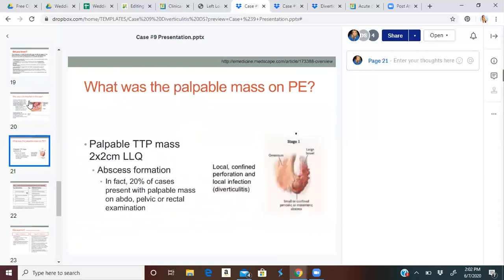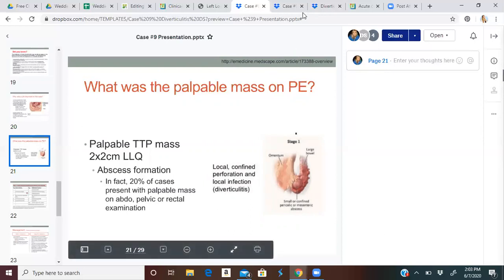And lastly, what was that palpable mass? In this case, we were actually able to palpate the abscess. And so it's not often that you'll actually palpate an abscess with diverticulitis, even though abscess formation is fairly common in patients that have diverticulitis, but you often won't be able to palpate it. So about 20% of the time you can palpate it. It just depends on the location.